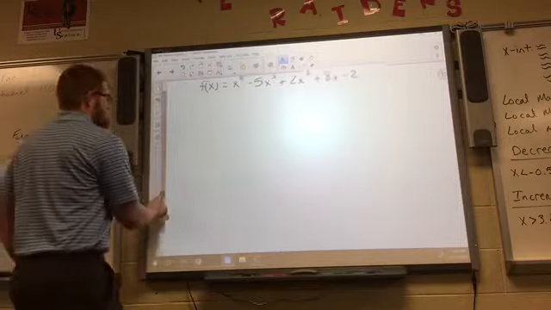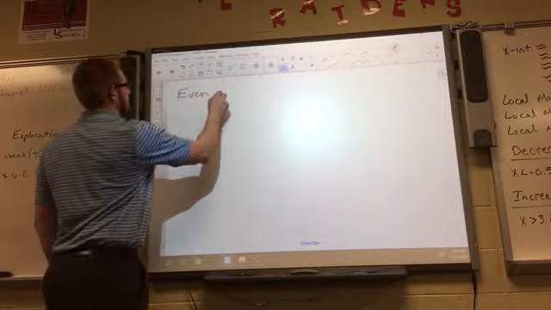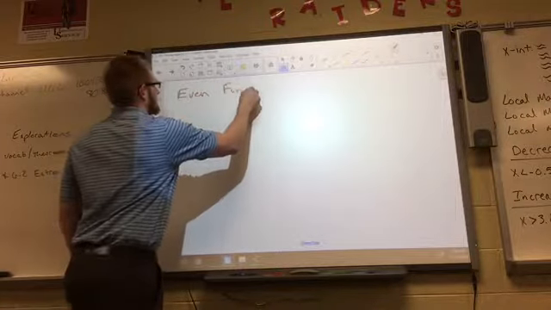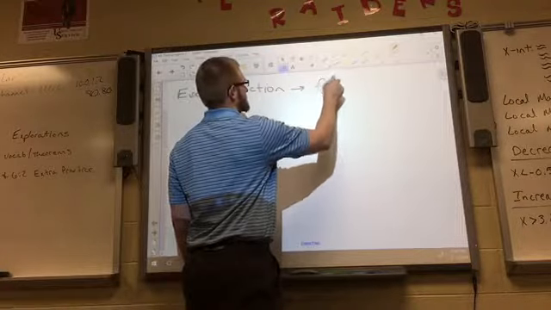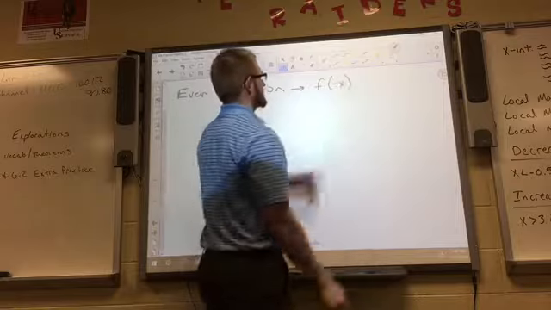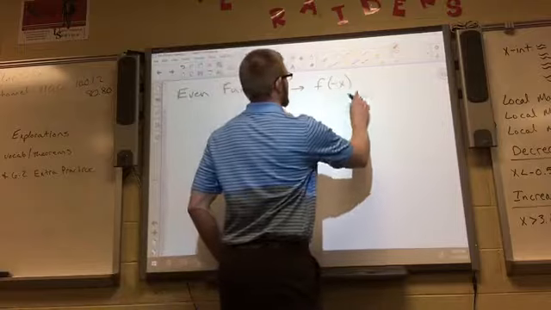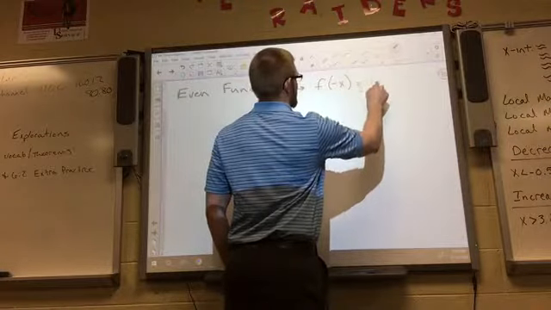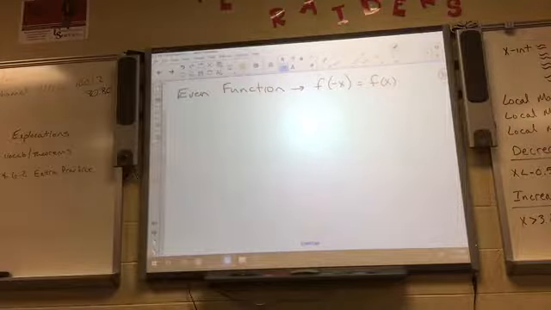And a function is even if I take my function, I change all my x's into negative x's, and it comes out as my original function. Okay, so I go in, anywhere I see an x, I change it to a negative x, and when I simplify it, it just comes back out as my original function. That would be an even function.